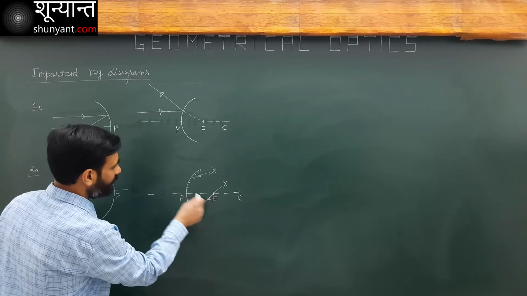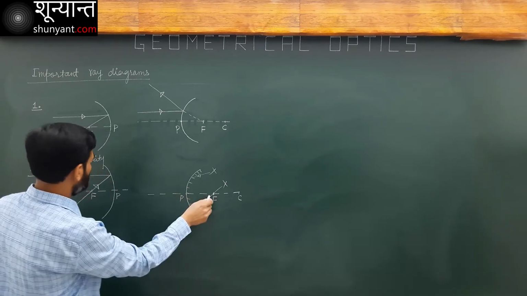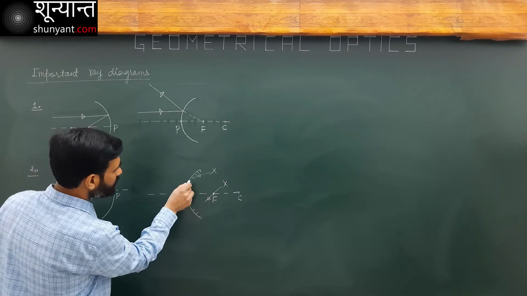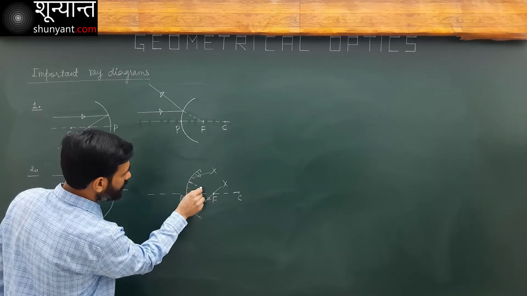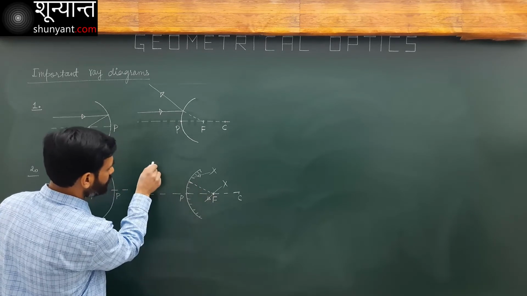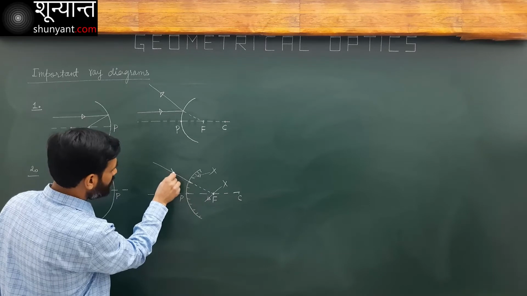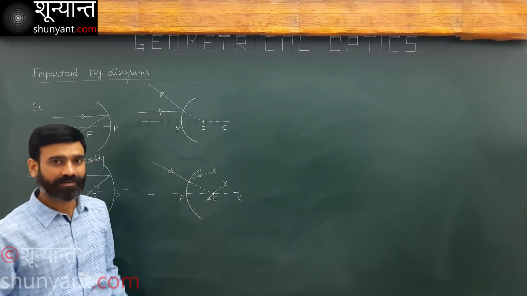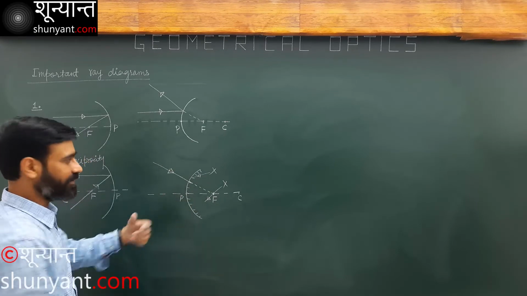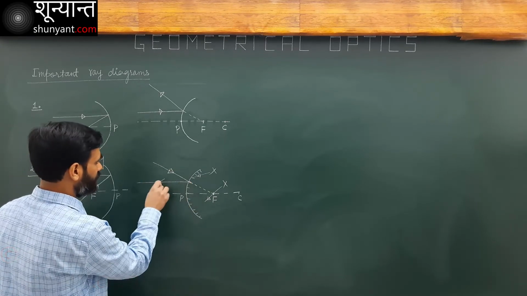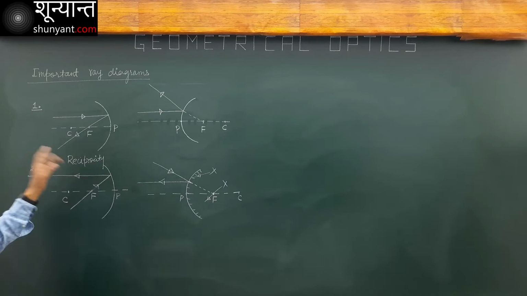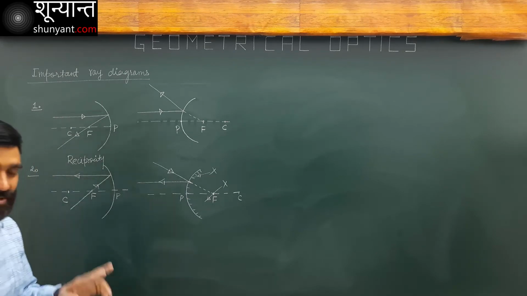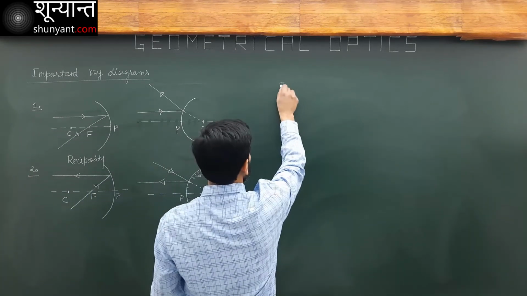Now what will happen if I have a light ray which appears to be heading towards the focus? So I have this light ray, it appears to be going towards the focus. What will happen after reflection? It will become parallel. This also is a case of reciprocity. Two standard diagrams. Now the third one.